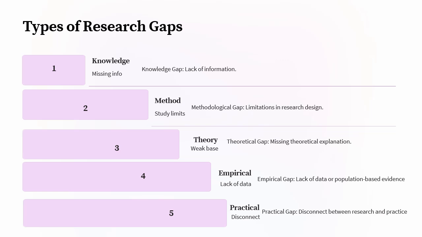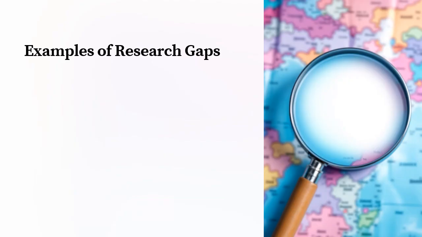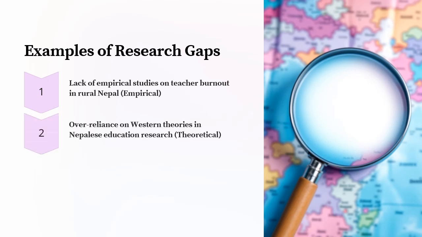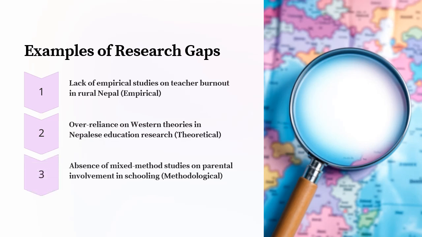The fourth one being empirical, or lack of data. We can say empirical gap, which is lack of data or population-based evidence. The fifth being practical gaps, a disconnect between research and practice. Examples of research gaps are, again, lack of empirical studies on teachers' burnout in rural Nepal, over-reliance on Western theories in Nepalese education research, and the absence of mixed method studies on parent involvement in schooling.